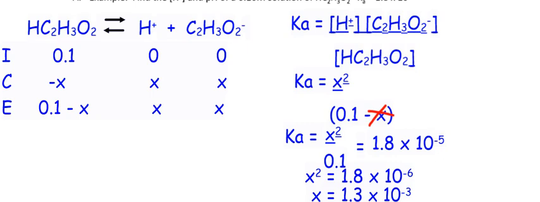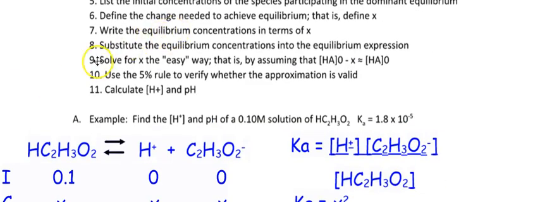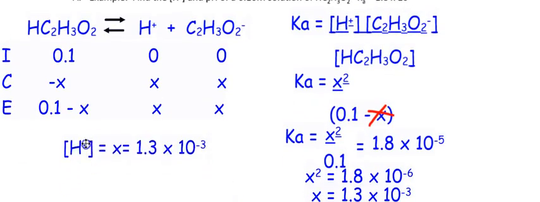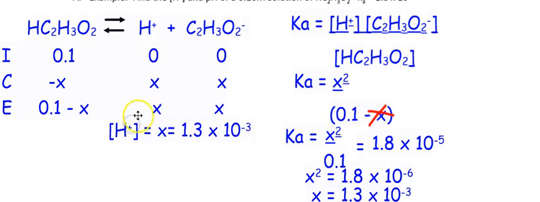All right, how did I define x? So now I'm going to look back up here. I solved for x the easy way by assuming that, okay? So how did I define x? Well, I defined it as the H plus, right? Now that I know what x is, what should I do? The 5% rule.